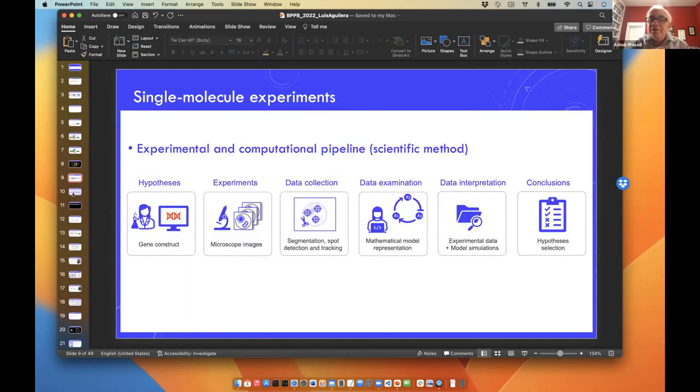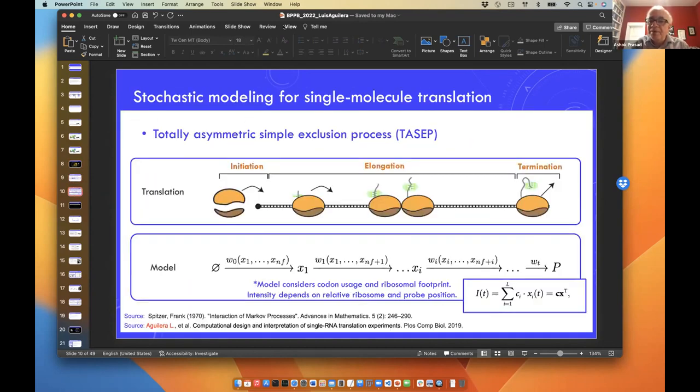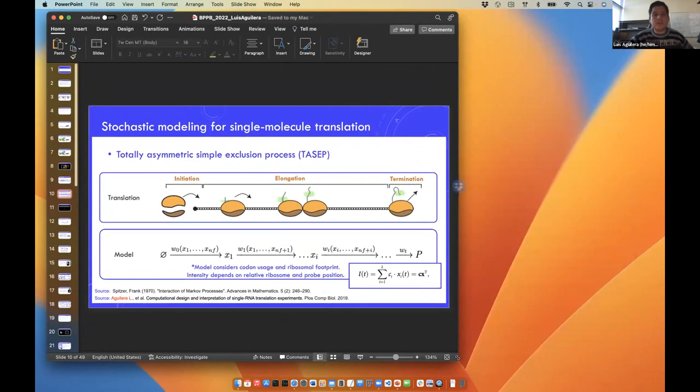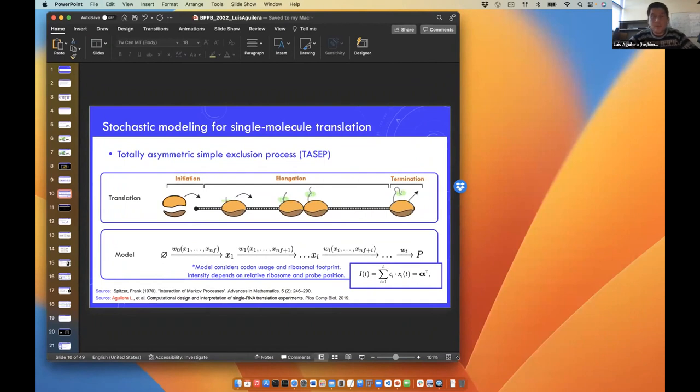So they're not different types of ribosomes with different footprints, and it's not something which depends on the RNA? Yeah, it's just a constant. I think the number is 9 or 10 codons. It's the space that the ribosome is using. So in the model, it's just a constant.